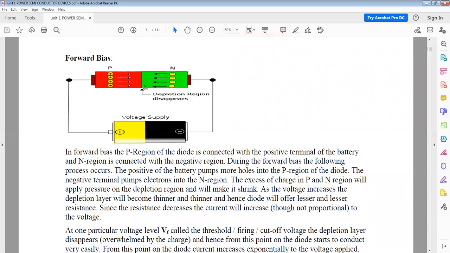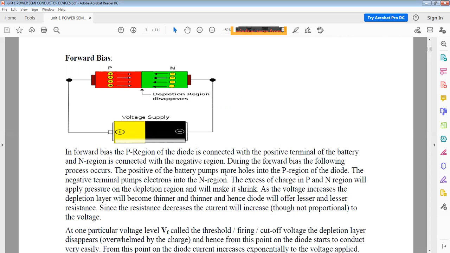Now, when the diode is in forward bias condition, the positive terminal, that is the anode, is connected to the plus of the battery or voltage source, and the negative, that is the cathode, is connected to the negative terminal of the battery. In forward bias, the P region of the diode is connected to the positive terminal of the battery, whereas the N region is connected with the negative terminal.